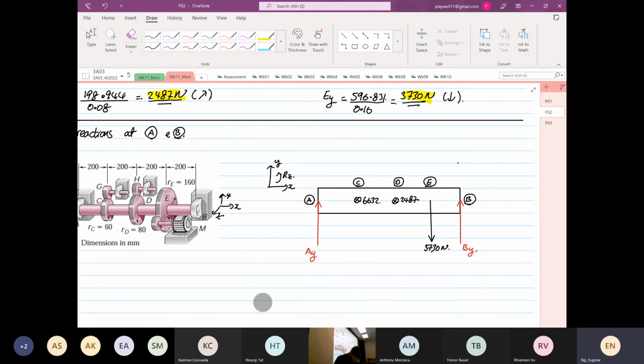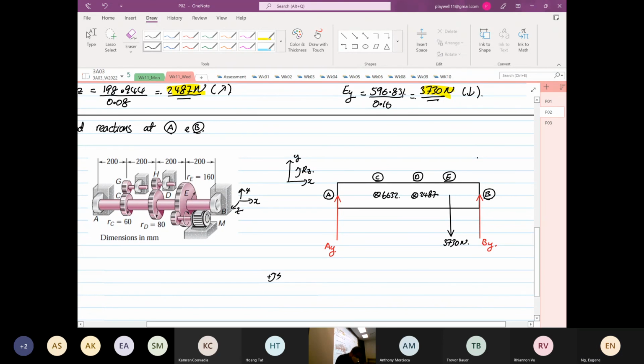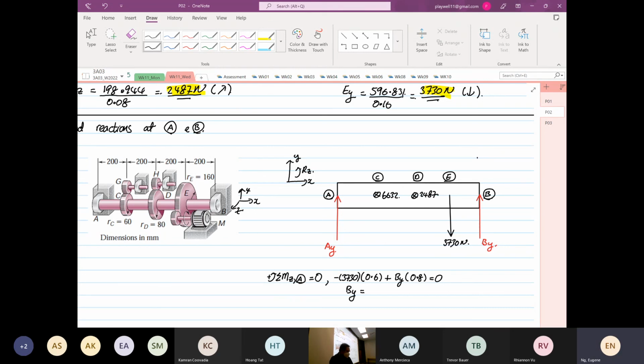So we are going to take moment about Z at point A, everything is equal to 0, right? So we get minus 3730 multiplied by a distance of 0.4. Then, no, not 0.4, 3730 is at point E, right? So it's 0.6, plus BY multiplied by 0.8. The whole thing is equal to 0. So BY is equal to 3730 times 0.6 divided by 0.8 is equal to 3.